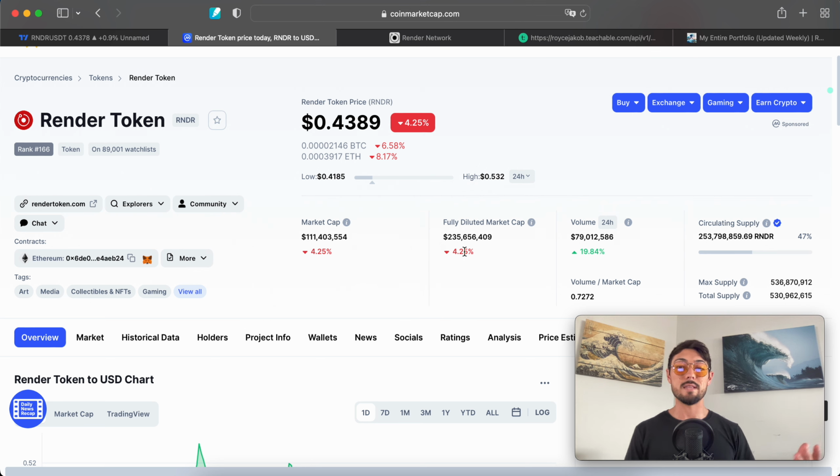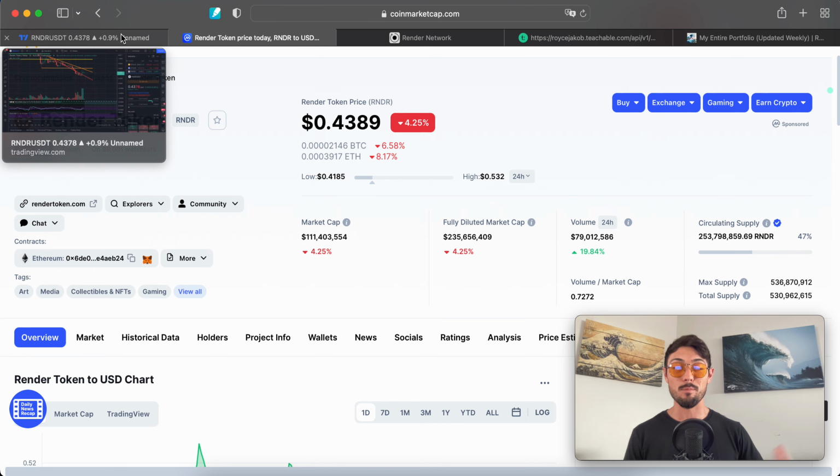Okay, so sorry, volume in the past 24 hours is 80 million considering Render. So obviously that's what, 75%. Render in the past 24 hours has traded 75% of its market cap in volume, which is crazy. And that's, I mean, you guys, that's what I love to see, especially in this market environment.